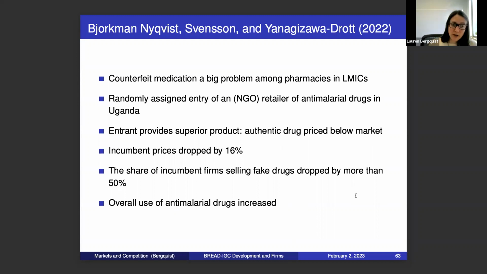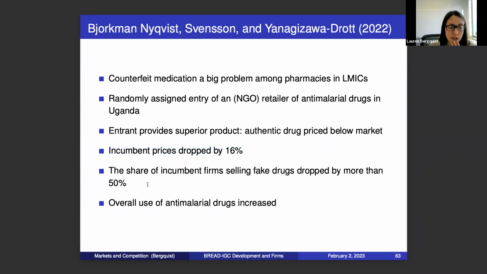In particular, they're looking at anti-malarials, medications to treat malaria. What they show in this paper is that entry can matter, and in particular, the identity of the entrant, whether they're high quality or not, can really matter. So they randomly assign the entry of a high quality provider of anti-malarial drugs. In this case, they're working with an NGO retailer providing authentic drugs priced below market prices. They find that, first, incumbent prices drop by quite a bit when the entrant comes in. This suggests that at least some of the incumbents were initially pricing above cost.